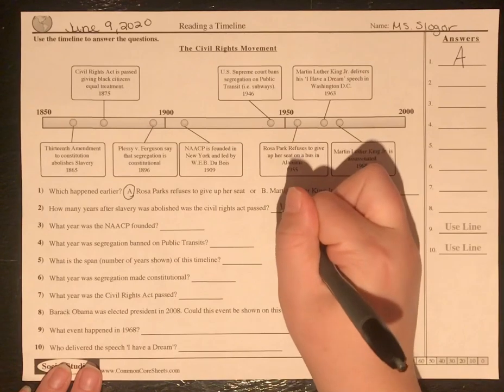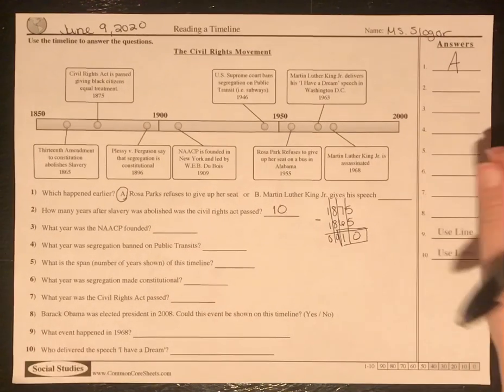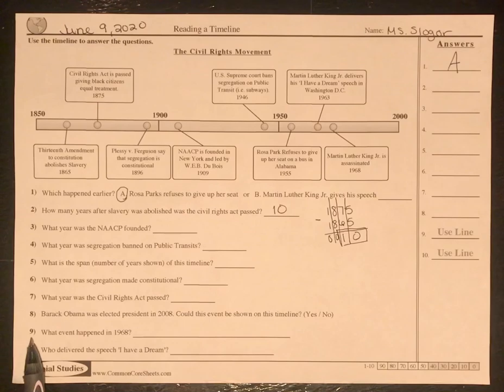So 10 years passed. So you're just going to have to do that for all of the rest of these ones down here for 9 and 10. It says use the line. So you are going to write the answer to these ones on the lines right here.